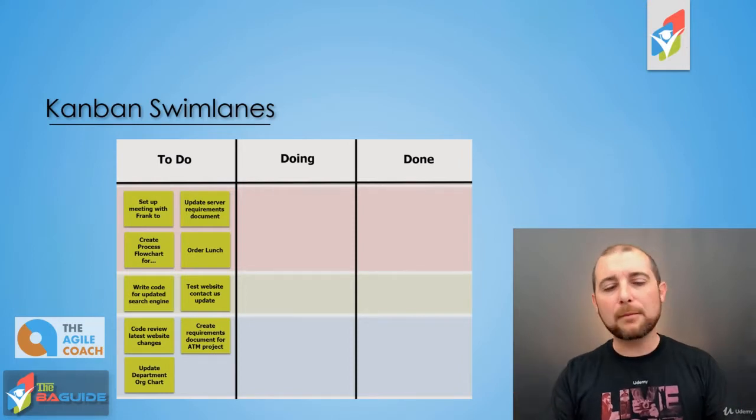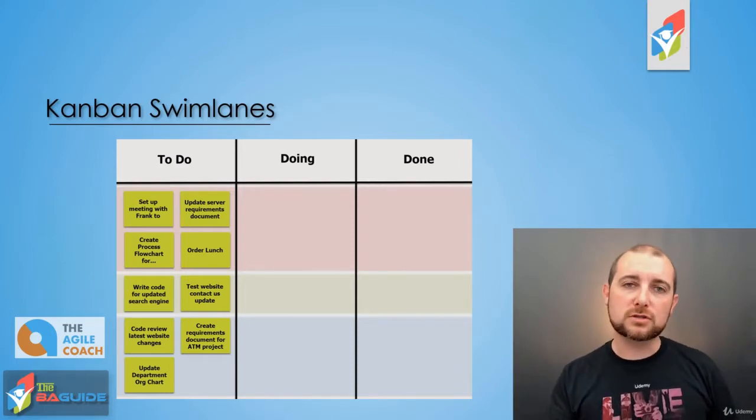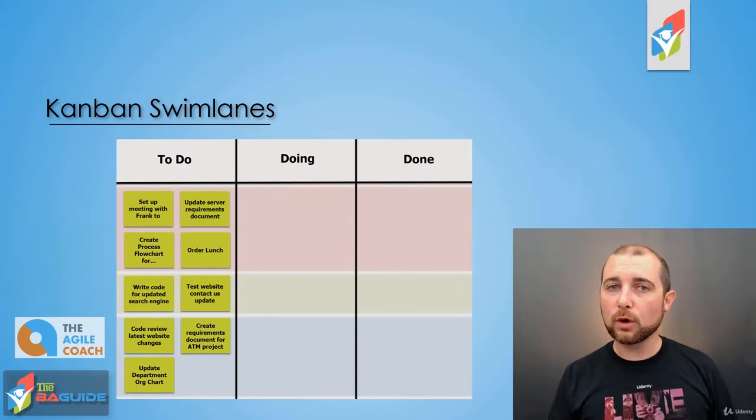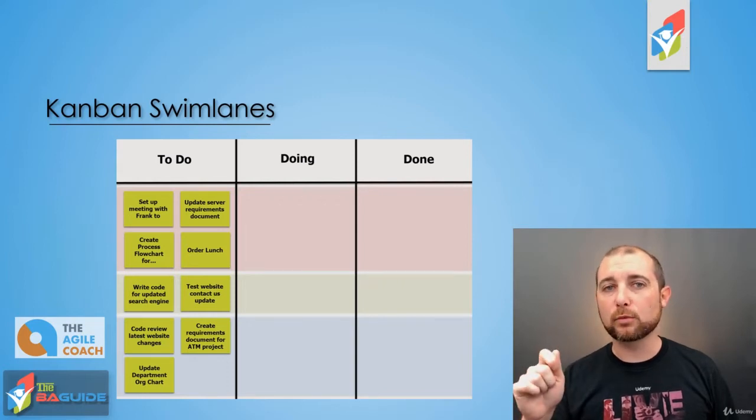So there's a lot more to do with swim lanes, but I at least want to introduce the concept to you so in case you hear anything about it inside of the working world, you understand what Kanban swim lanes are. Quite simply, they're there to help group tasks together based on different similarities.